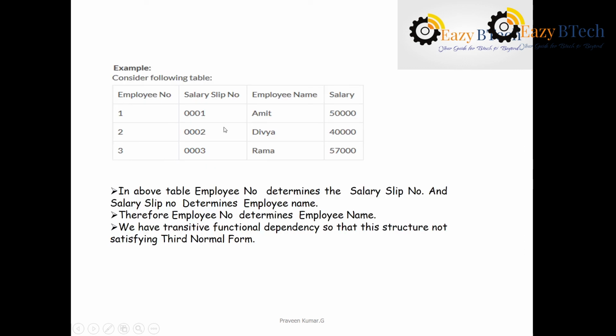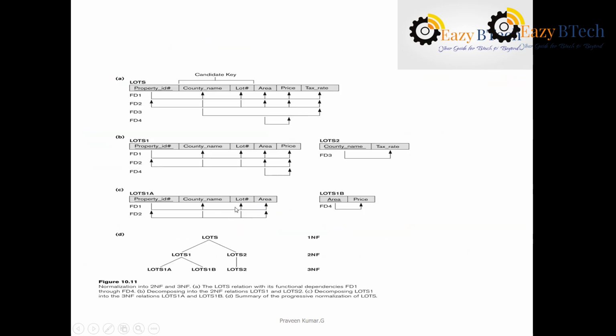In the previous table, if you wanted to identify something, first we know the salary slip, this is X, this is Y, this is Z. X is identified by Z only through Y. This is called a transitive dependency. To overcome this problem we go with third normal form.